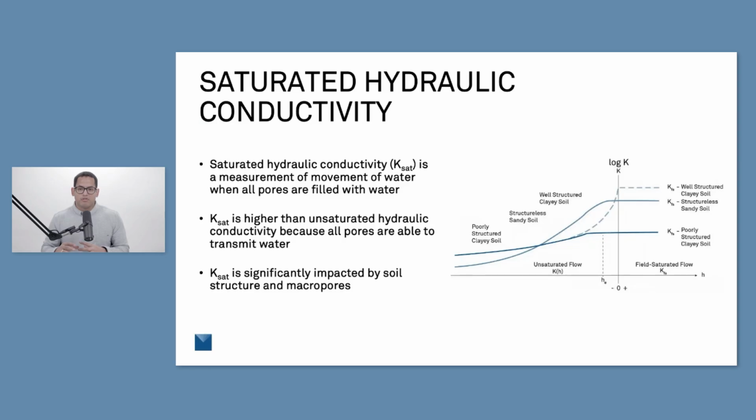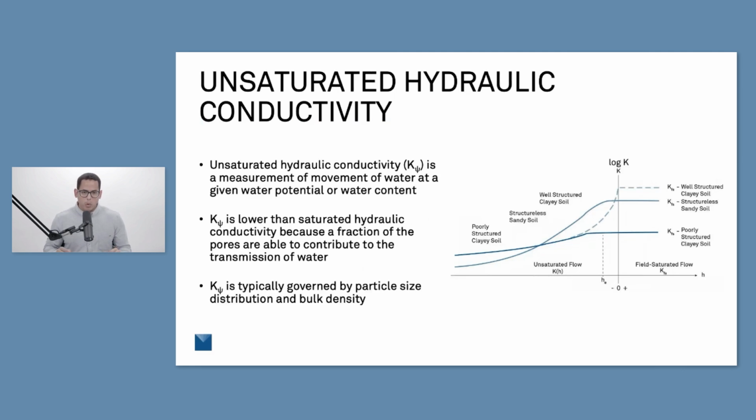So it's a really powerful tool for looking at structure changes and improvements in our ability to actually infiltrate water into the soil. So now let's talk about unsaturated hydraulic conductivity. Unsaturated hydraulic conductivity is the measurement of movement of water at a given water potential or water content. So you'll notice that typically when we say K(psi), we're typically referencing a specific water potential because it changes as the soil gets drier. And so we need to understand that when we're trying to actually generate these curves.